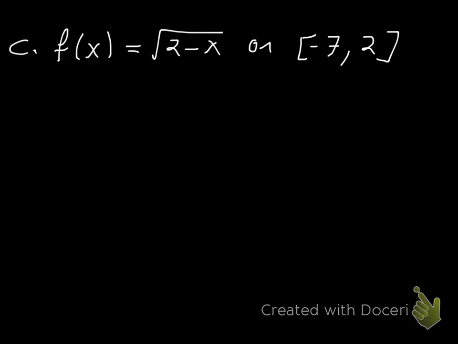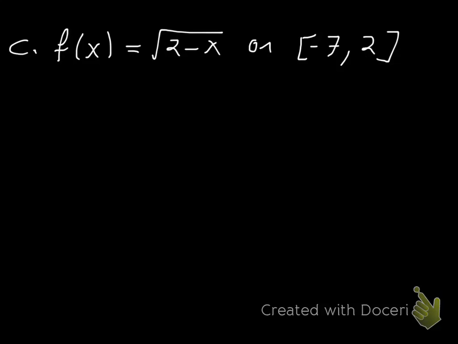Alright, let's look at another example here. We're going to look at the square root of 2 minus x on the closed interval -7 to 2. -7 to 2 is part of the domain of this function, so we're okay there. It's continuous on that closed interval.